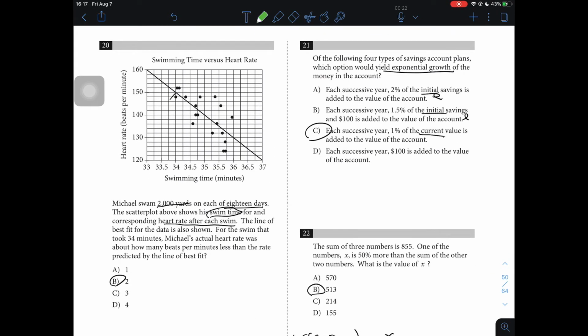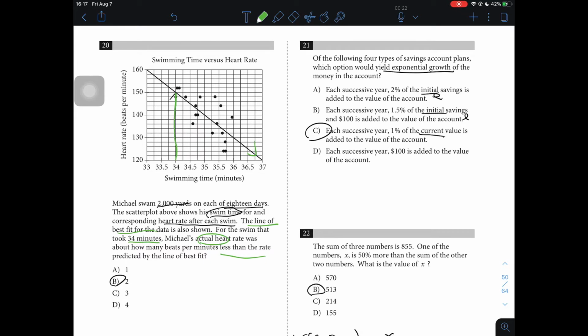Number 20, heart rate after each training, so each swim. The line of best fit data, which is right here. It's actual heart rate. How many beats less than the rate predicted by the line of best fit. They're asking about the one that took 34 minutes, so it should be around this line. You can see it's a little black dot over there.